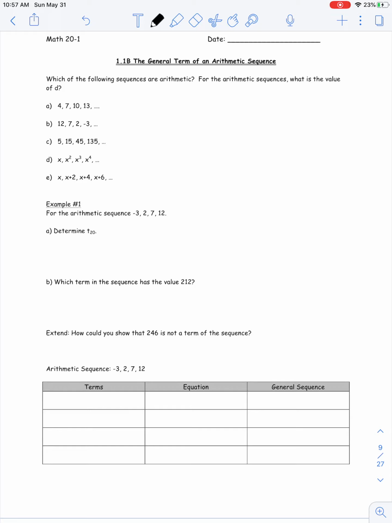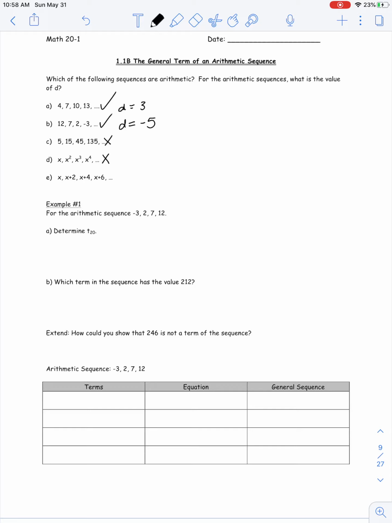So in 1.1b, which is a continuation of this first kind of idea, this one is arithmetic because we're adding the common difference of 3 to get from term to term. This one is arithmetic because you're adding -5. You can add a negative or a positive value to go from one term to the next.